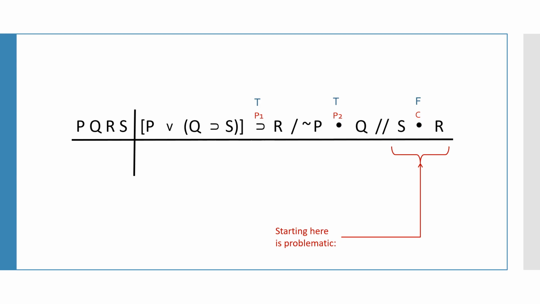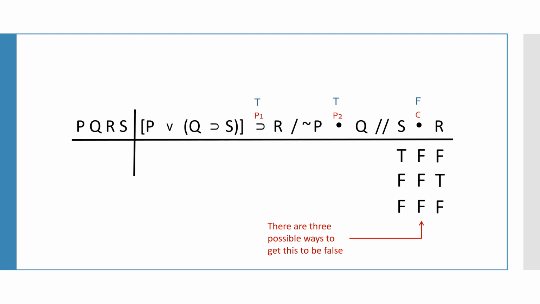And a conjunction is false in many possible ways. The only time it's true is if they're both true. So if either side is false or if both are false, it would end up being false. And that leaves us too many options. So notice there are 3 possible ways to get this to be false. I can have S be true and R be false. I could have S be false and R be true, or I could have them both be false. And any one of these alternatives would produce a false conclusion. So this is not useful for us, and so we can't really start here in a functional way.